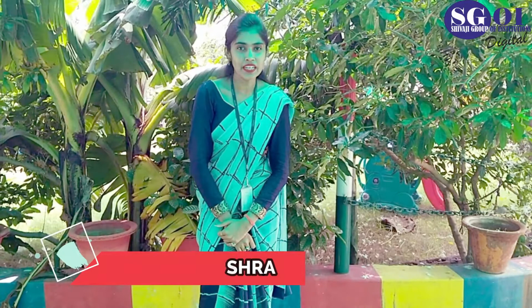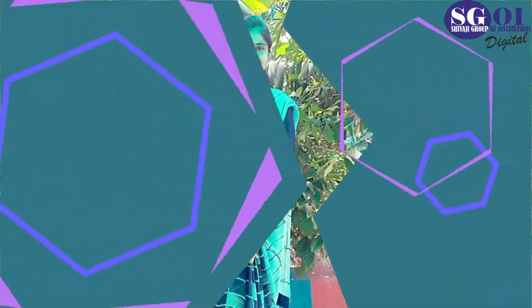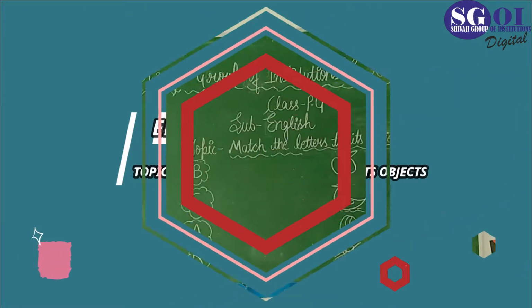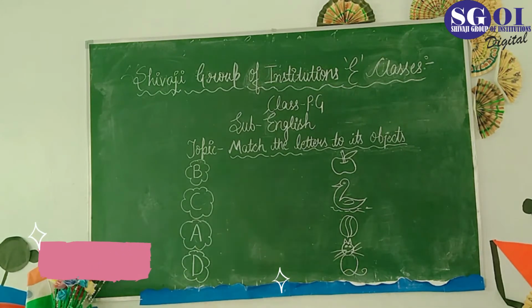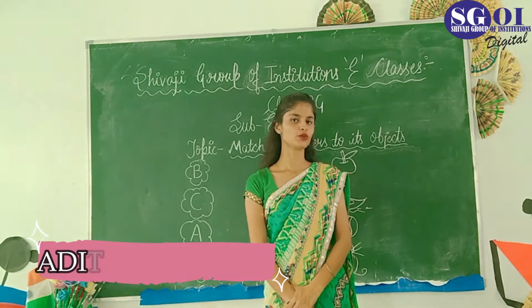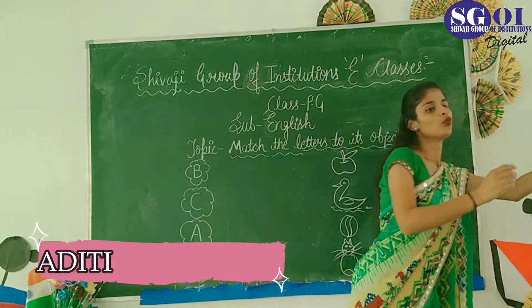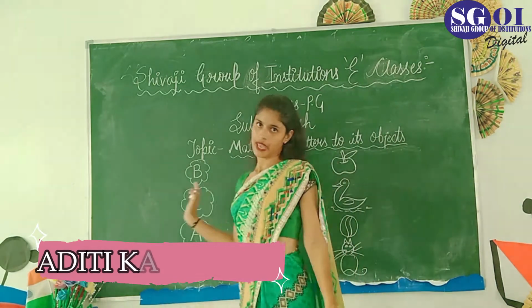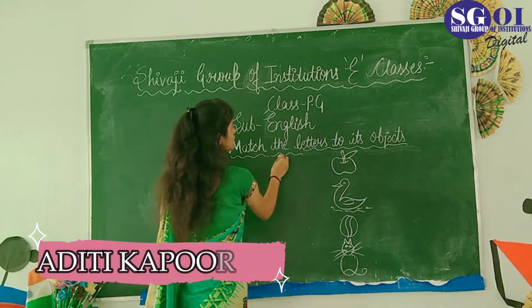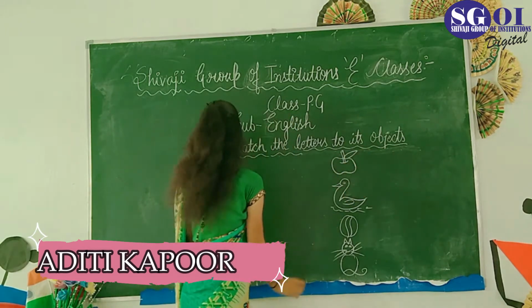Students, repeat this poem twice in a day and take the help of your parents and learn poem and phonetics both at your home. Now students, take out your English notebook and open the page where this work has been said. So today's topic is match the letters to its objects.